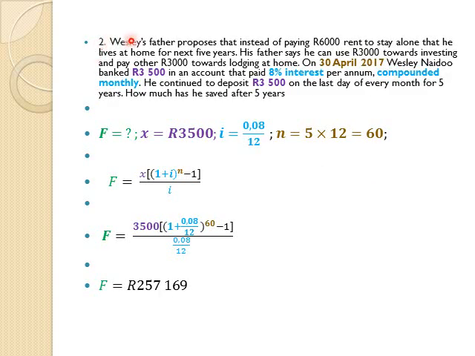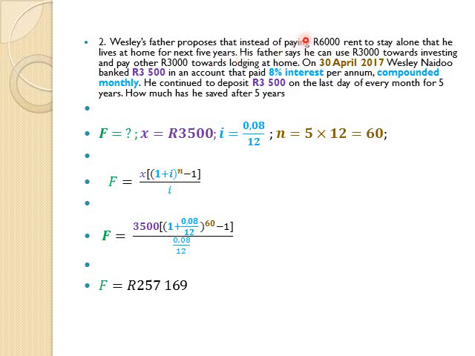So, Wesley's father proposes that instead of paying 6,000 rand rent to stay alone, he lives at home for the next 5 years. Father says he can use 3,000 rand towards investing and pay another 3,000 rand towards lodging at home. So, lodging at home, he must assist with the extra food he eats, the soap, the washing powder, etc. that they use to wash his clothes, keep his room clean, etc. Right?